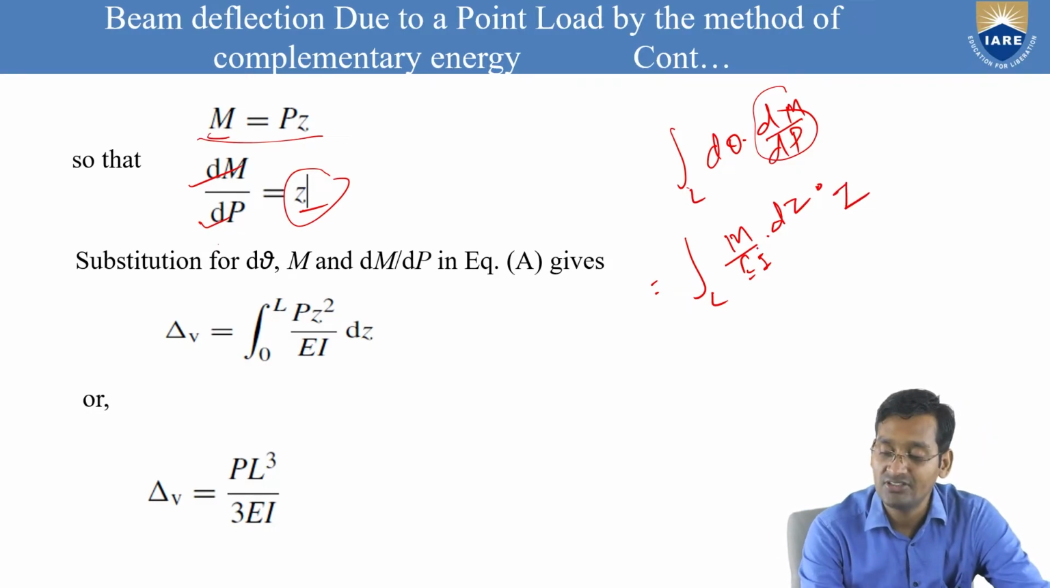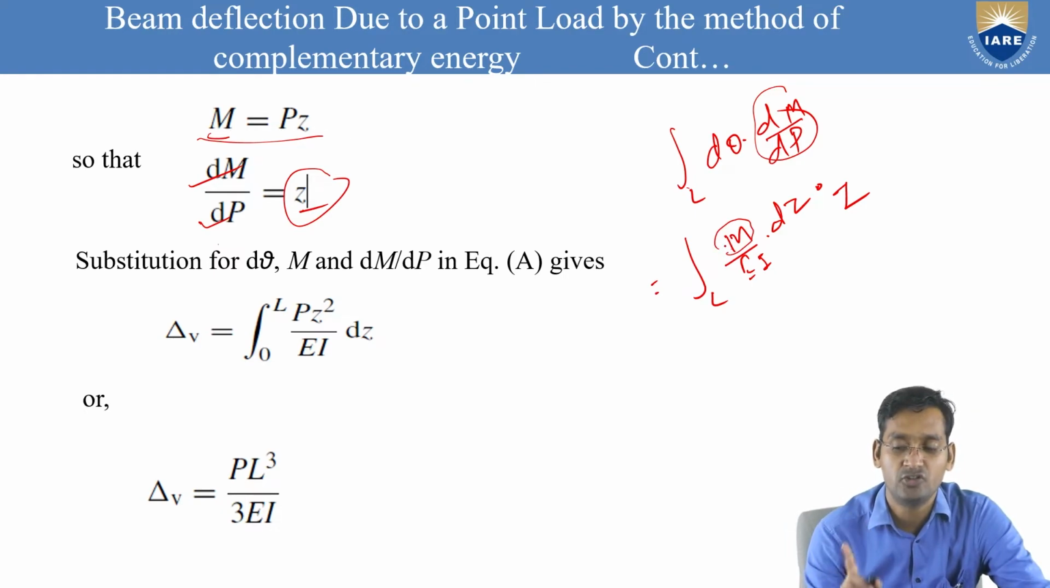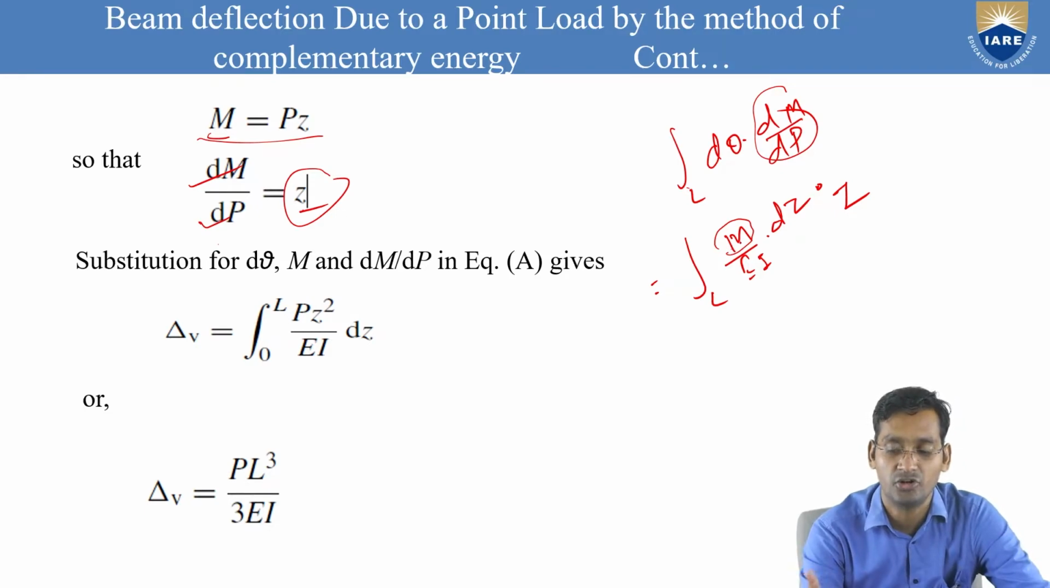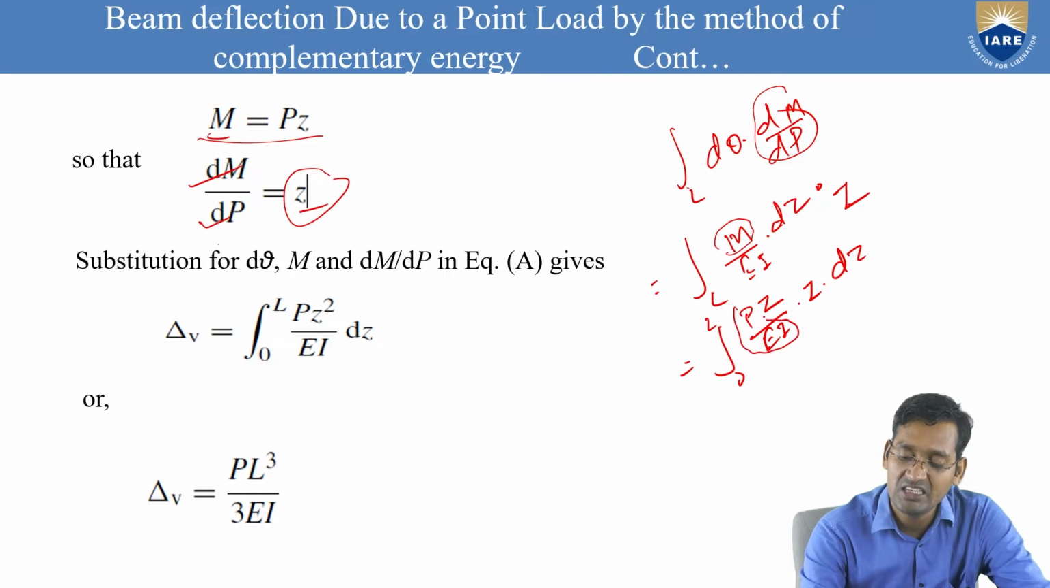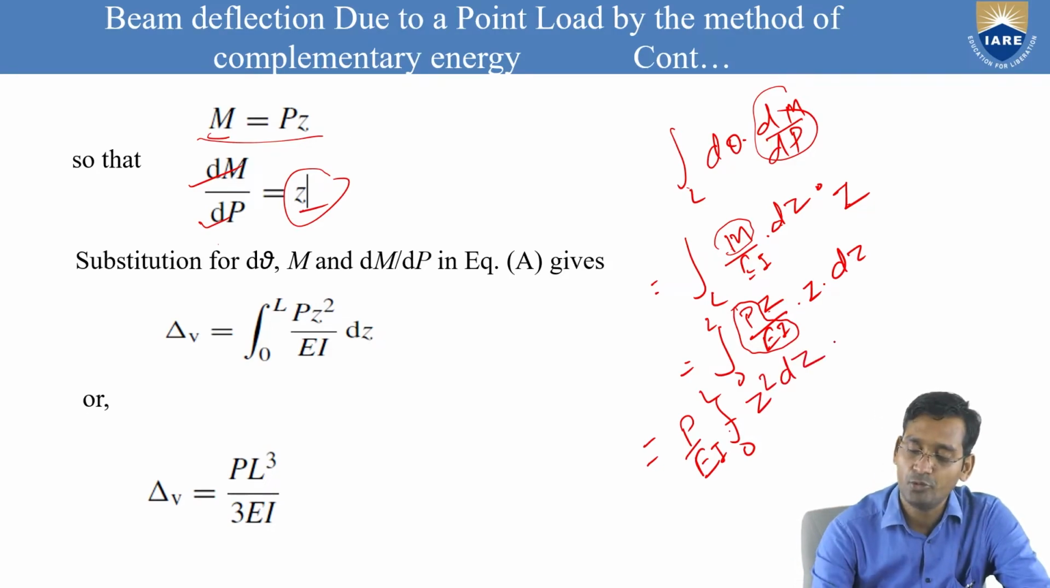Now just see, we are changing this M in terms of P. Moment M depends on z, so we cannot directly take M as constant. For that reason we write the integral from 0 to L of Pz by EI into z into dz. Now P by EI is constant, so we can take it out of the integration. So P by EI into the integration from 0 to L of z into z, that is z squared. This is our delta value.